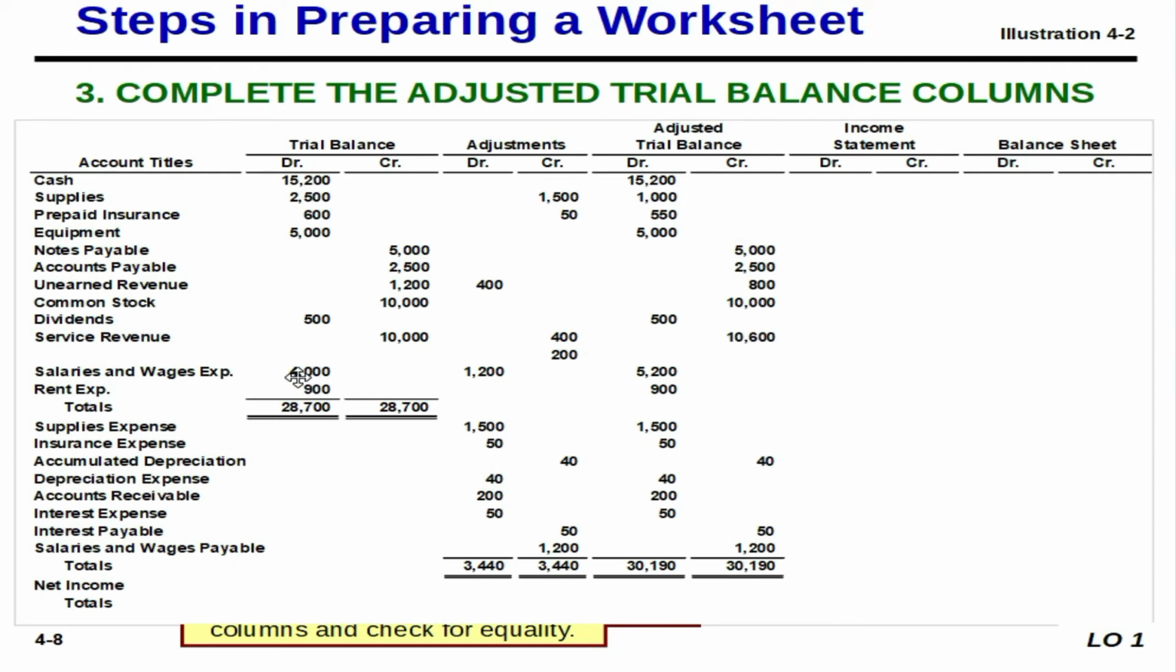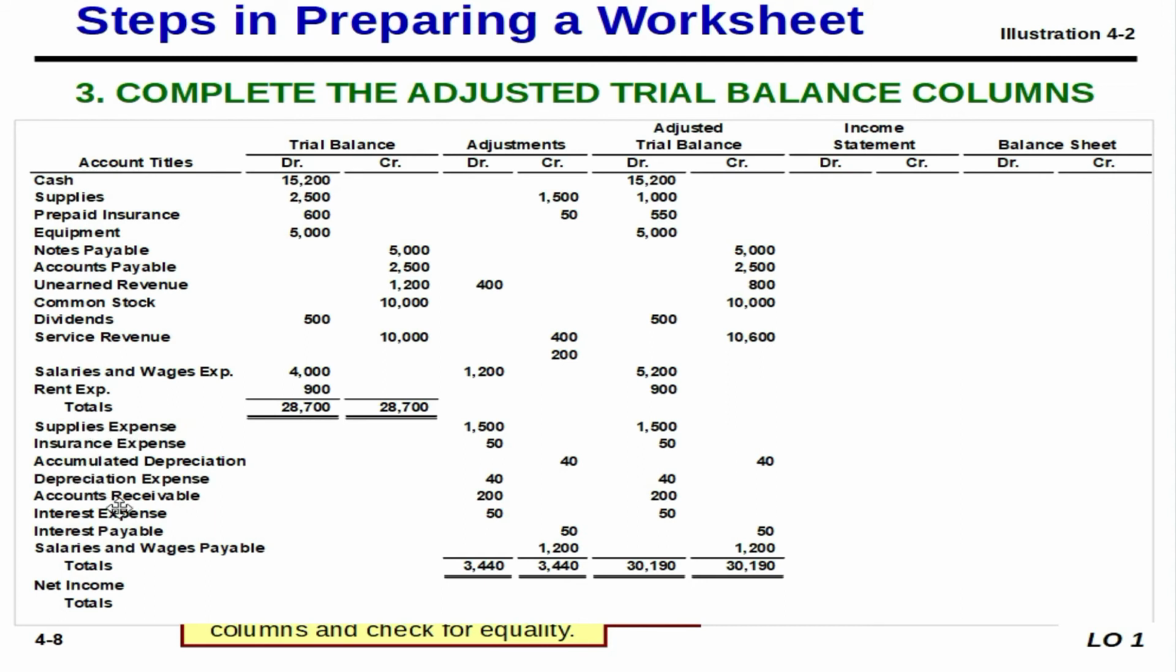Okay, salaries and wages expense was touched in the adjusted entries, 4,000 here, and then we debited it for 1,200. Add these two together, and then we get 5,200. Rent expense was not touched, so you just transfer it over. Debit, debit. Okay, and you keep going.